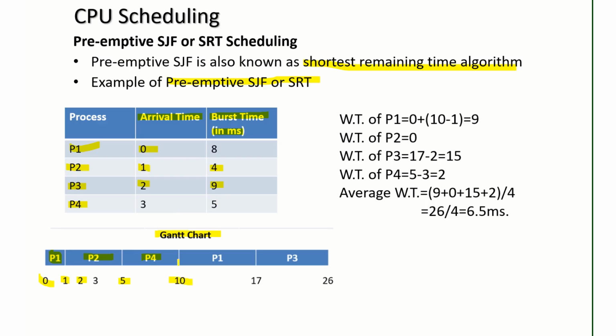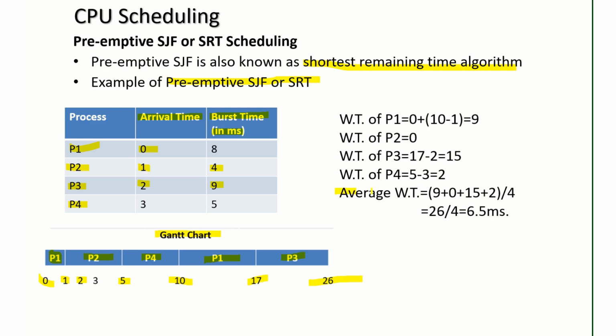So at time t equal to 10, again you have to compare the remaining processes. How many are remaining now? P1 and P3. So P1 requires 7 milliseconds and P3 requires 9 milliseconds. So P1 is scheduled. So 10 plus 7 is 17. At 17 the remaining process will be scheduled, that is P3, that is 9 milliseconds. 17 plus 9 becomes 26.